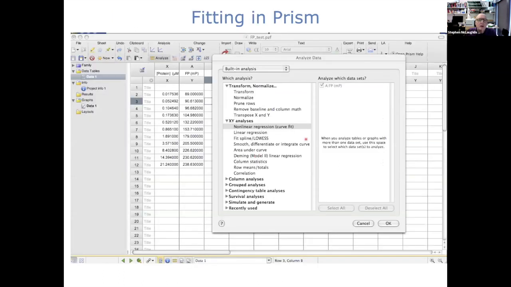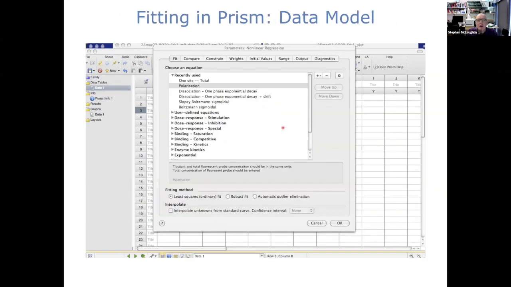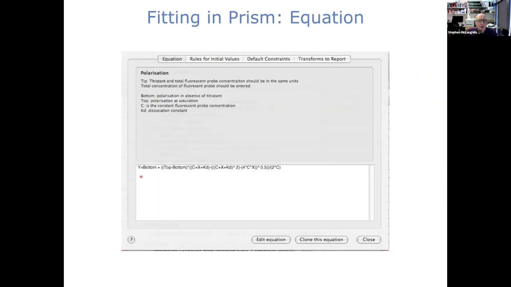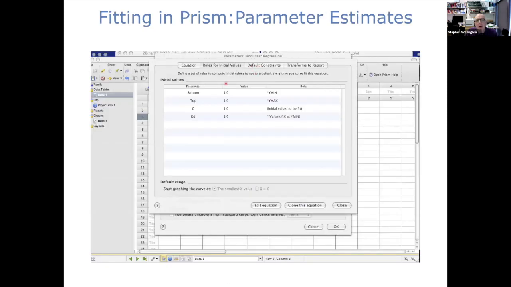So here in Prism, again, data is in columns. We can fit that with a nonlinear regression. And again, they've got a whole list of equations already in the program, but it's always better to write your own. It's a bit easier to write them in Prism because you can put in words and you can define what they are, and you can define constraints and put initial rules here. So you can say here the bottom is going to be the Y min, Y max. This is going to be the concentration of the protein which we need to put in, and we can put in a value for KD.